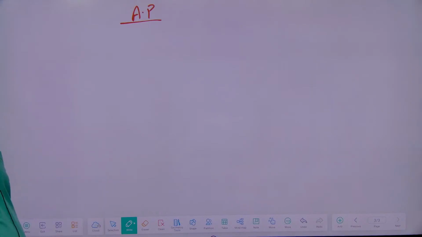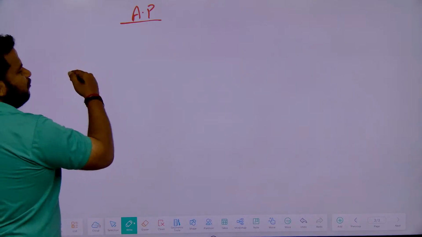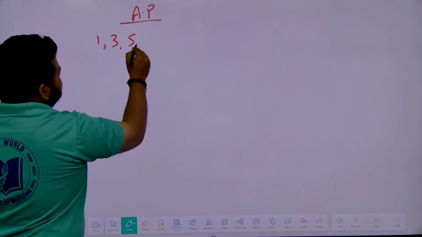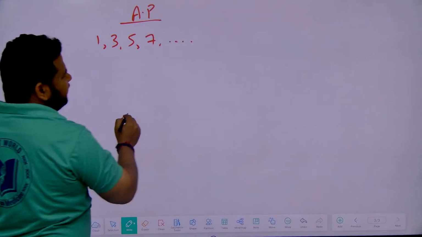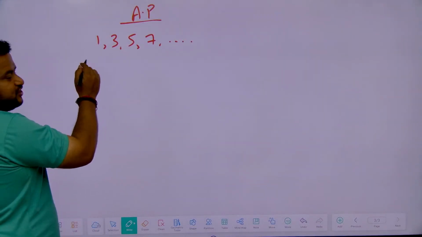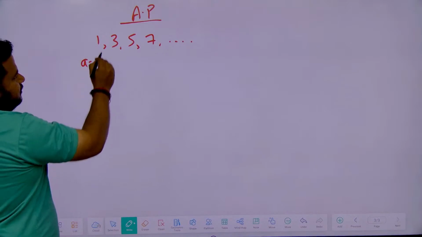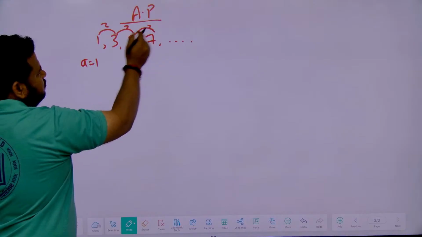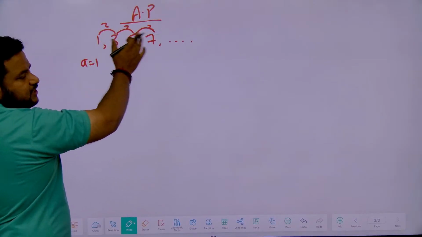What is this first term and common difference? Suppose AP means they follow a specific pattern. So 1, 3, 5, 7, if I write like this, this 1 is the first term, A. The difference between these two is 2. Here also it is 2. So this 2 is common for all the terms, that is the common difference.